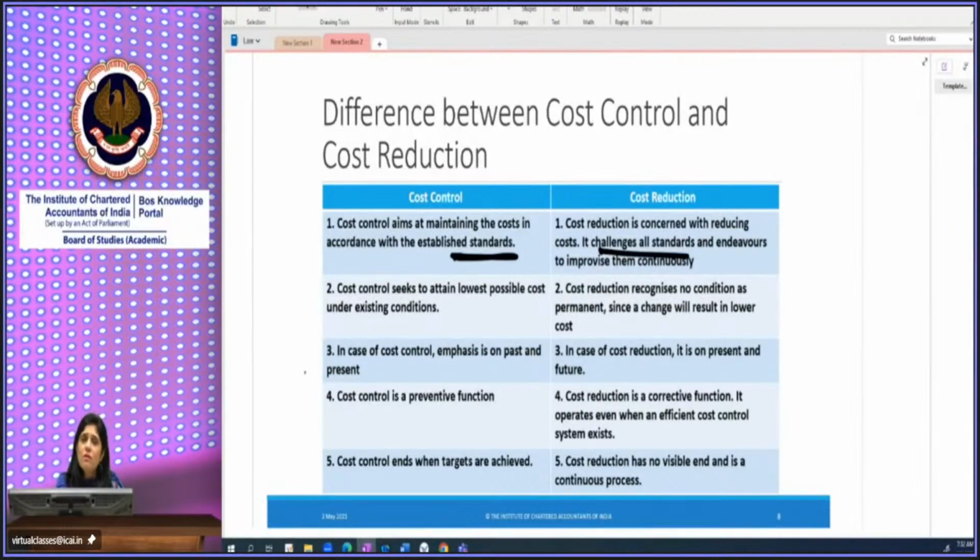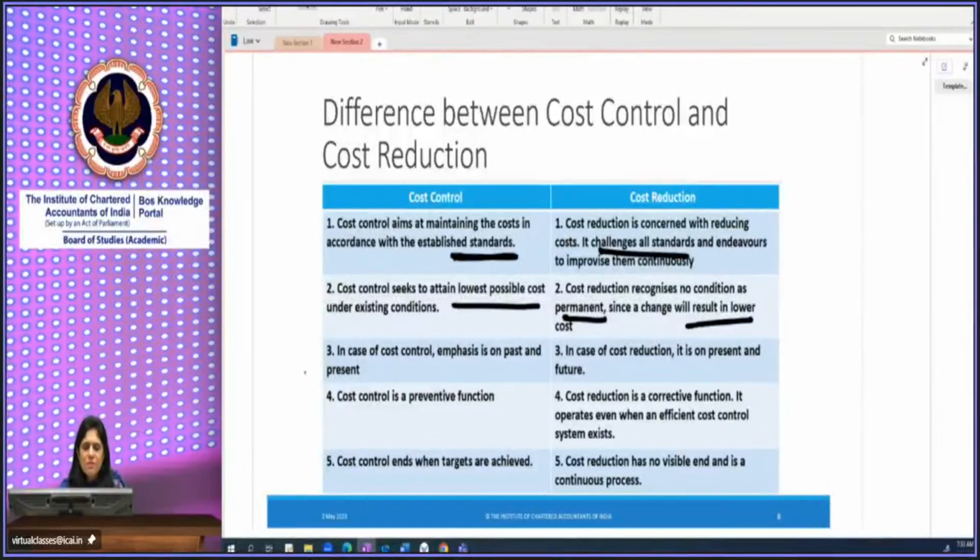So there is always a scope of cost reduction or lowering of the cost. Clear? Cost control seeks to attain the lowest possible cost under existing conditions. For cost control, the standards are basically just to achieve the standards which are kept. But cost reduction recognizes no condition as permanent, and a change will result in lower cost. So they always strive for further lowering of the cost.